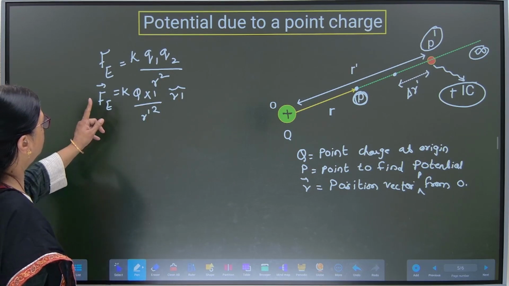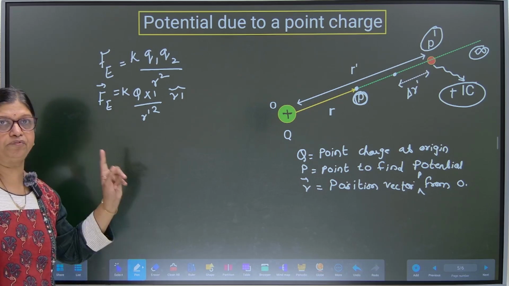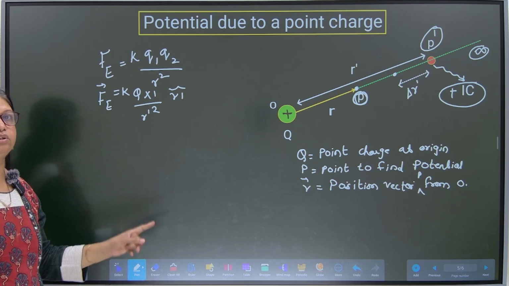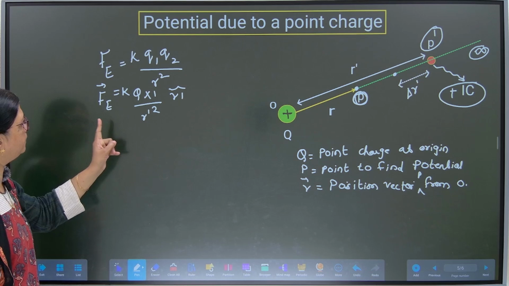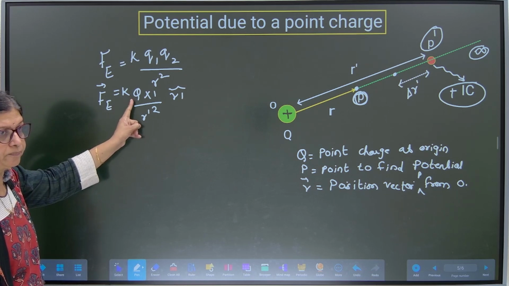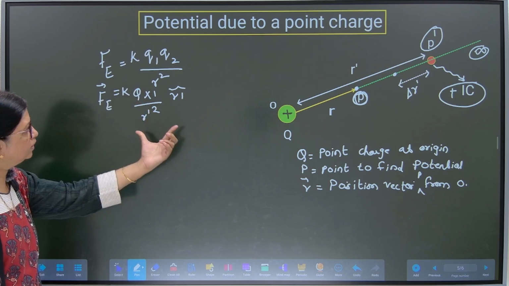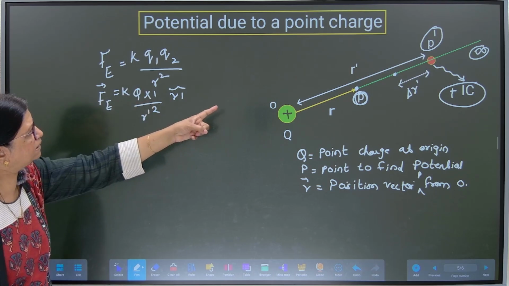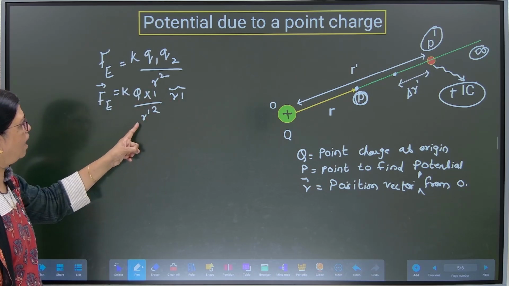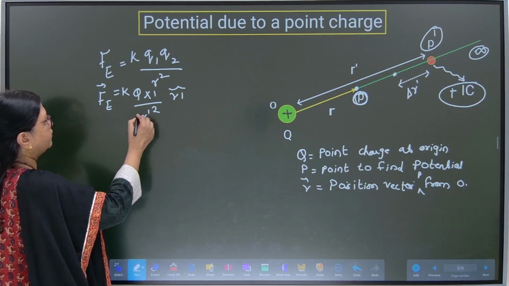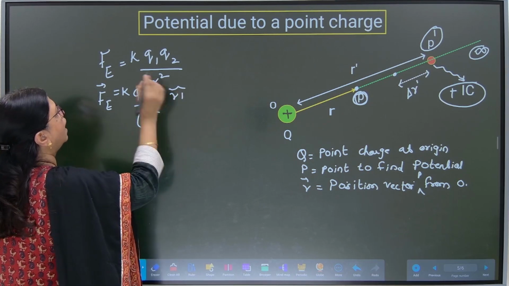Okay. So, force Fe is the electrostatic force of repulsion between capital Q and 1 coulomb. The distance between these two charges, as can be seen, is R dash. That's why I have written R dash square, R dash cap.